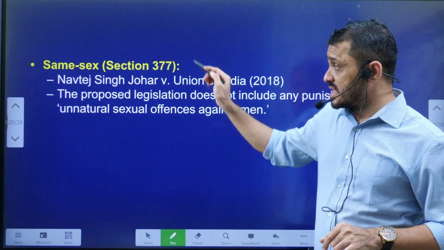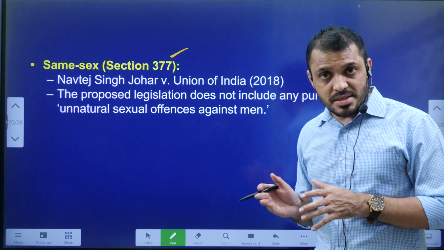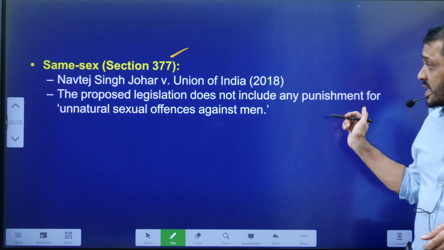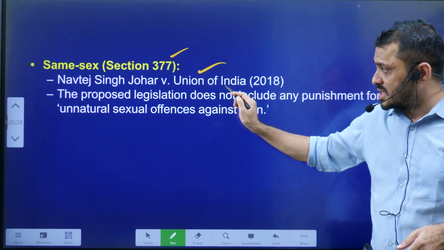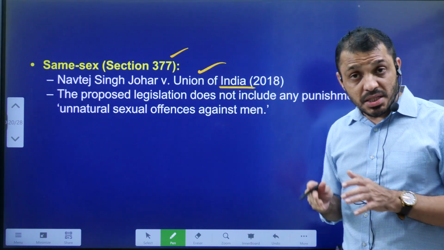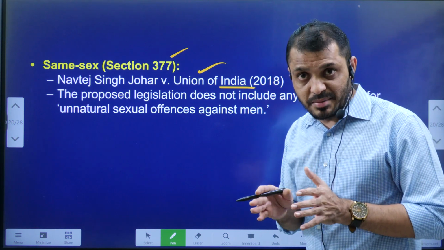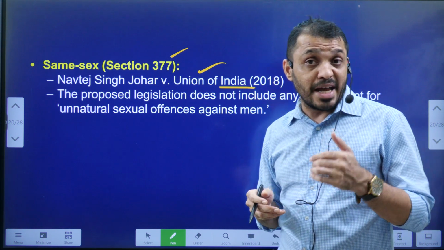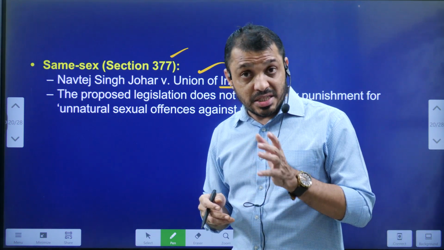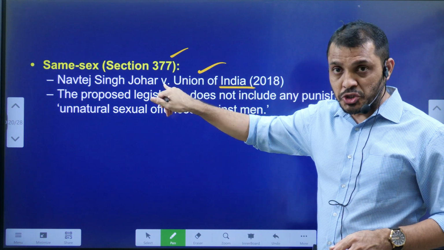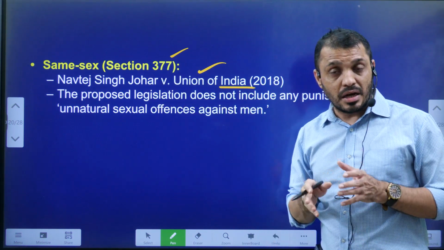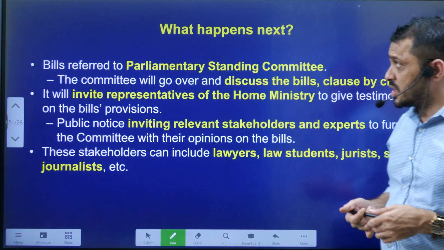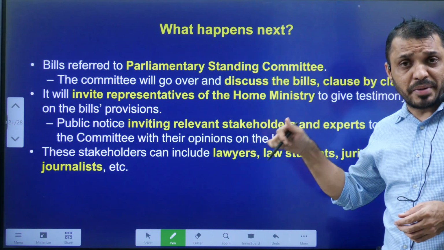Next, same-sex marriage. Previously IPC section 377 used to contain same-sex relations as a crime, but now after the Supreme Court judgment in Navtej Singh Johar versus Union of India, same-sex is decriminalized. Even same-sex couples are demanding that their marriage should be legalized. In this context, the old IPC used to contain section 377, but the present new bill does not have this section, based on the Supreme Court judgment. Now what is going to happen next?